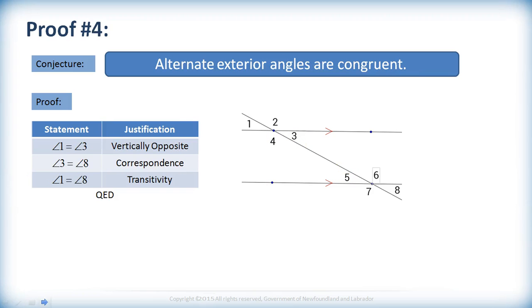Okay, good. Next one, we want to prove that alternate exterior angles are congruent. So we want to end up showing here that angle 1 and angle 8, those alternate exterior angles, are the same. So we start by saying angle 1 equals angle 3 because they're vertically opposite. Right, and we've already proven that vertically opposite angles are true. Then we can say that angle 3 is equal to angle 8 by correspondence. Okay, corresponding angles are the same. So then by transitivity, if 1 equals 3 and 8 equals 3, 1 equals 8. And that's all of them.